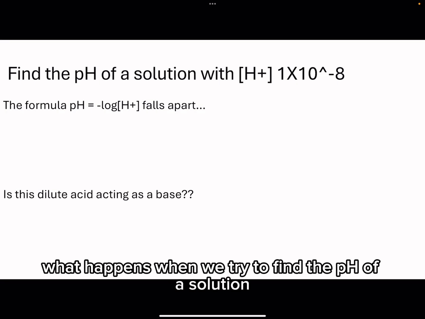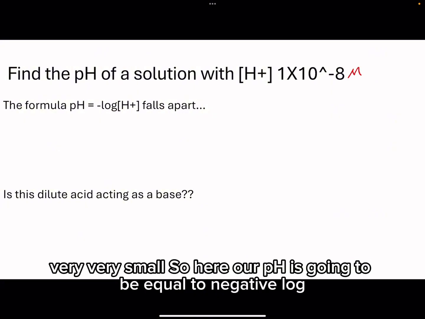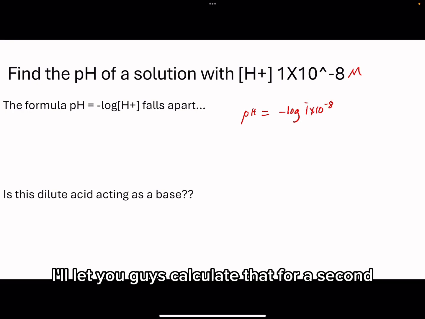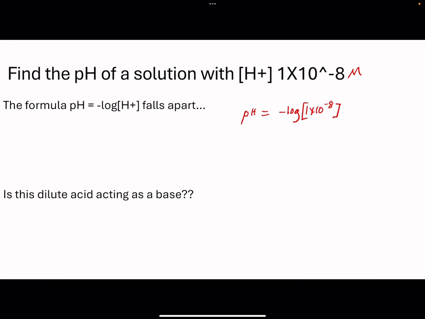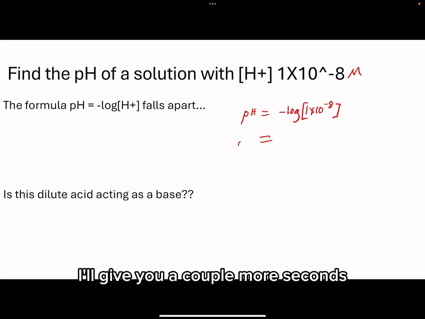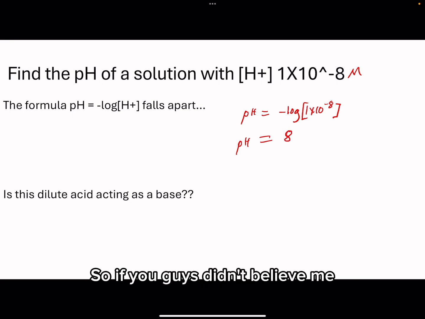So let's see what happens when we try to find the pH of a solution with a hydrogen concentration of 1 times 10 to the negative 8 molar. So very, very, very small. So here our pH is going to be equal to negative log 1 times 10 to the negative 8. I'll let you guys calculate that for a second. Okay, so if you put that into your calculator, I'll give you a couple more seconds. Just pause it. So the answer we get here is actually 8. So if you guys don't believe me, calculate it yourself.